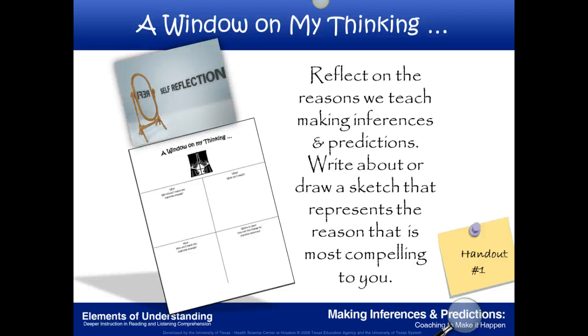Now, of these four reasons, which one of them is most compelling to you? And why do you think it is important to teach the strategy of making inferences and predictions? So go ahead and get out your handout 1, A Window on My Thinking. Throughout the presentation today, we're going to be completing an exercise called window pane. The paper is divided into four quadrants like a window pane, and at various points, we will stop to process the information we've discussed.